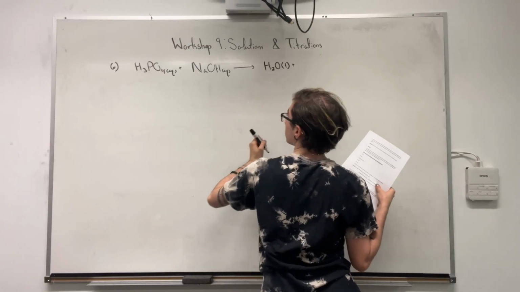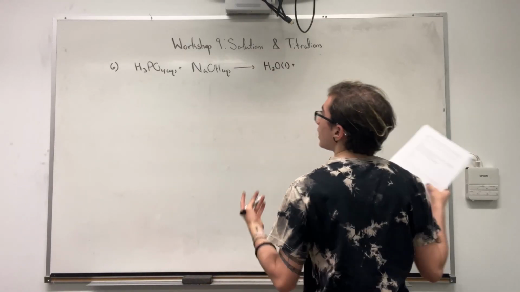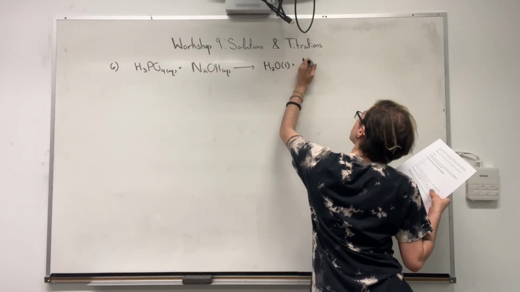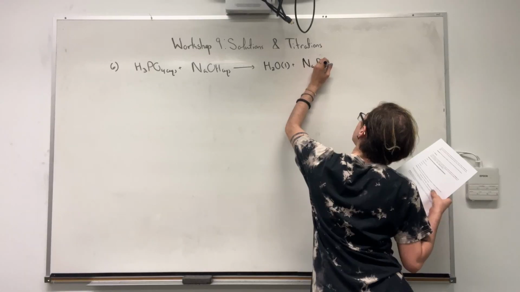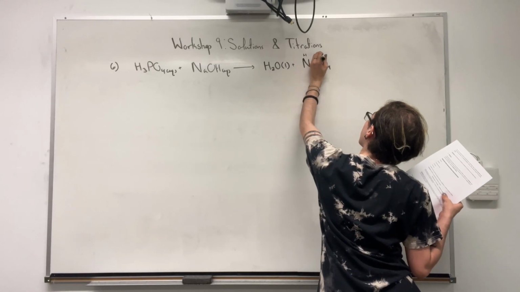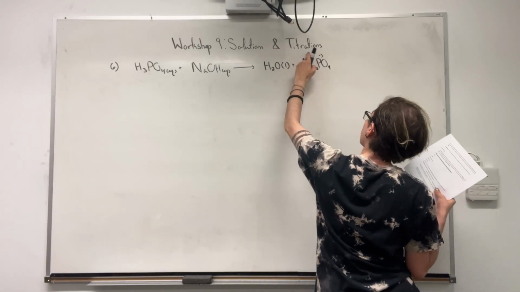Now the other product, or I shouldn't say byproduct, just as one of your products, would be the other swap, sodium and phosphate. Sodium phosphate. Sodium has a charge of +1, phosphate -3, so it's Na3PO4.